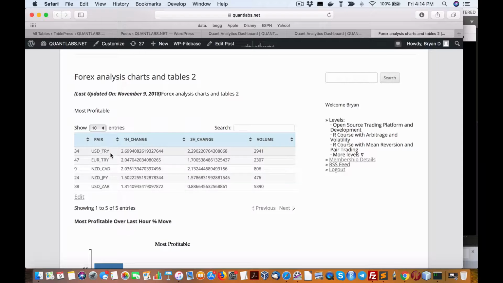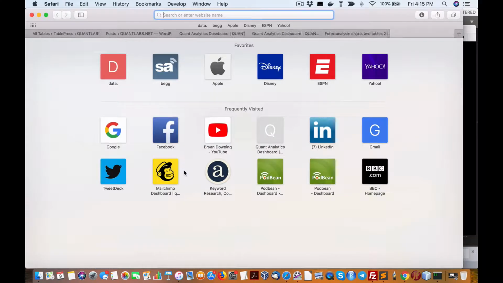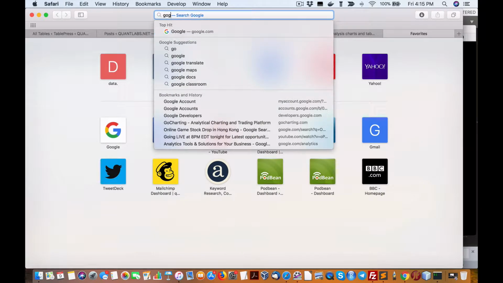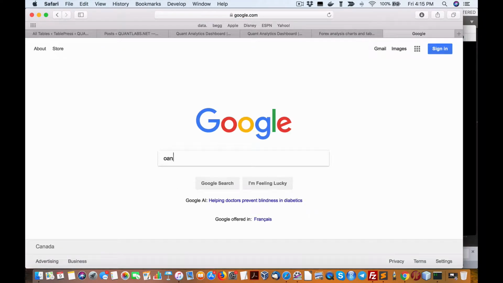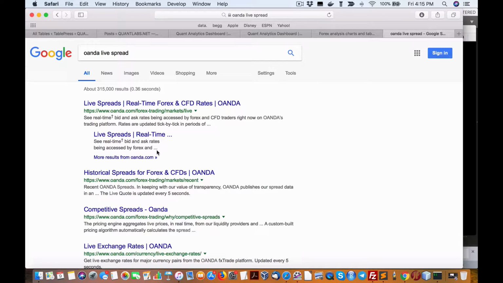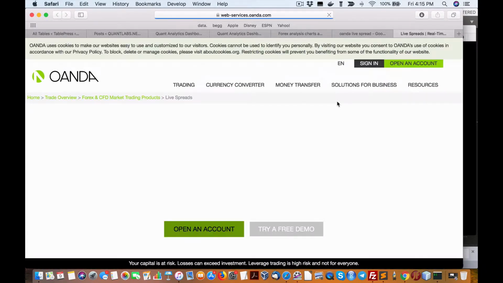Now, when it comes to the Turkish lira and the South African rand, people go, "Well, that's an exotic. You're going to pay for the price because of the spread." Blah, blah, blah, blah. That's very true. If I took you to Oanda, so if you go to Oanda, because this is where the data comes from, and just look up Oanda, it's pretty well. I think it's like a live spread cost. So yeah, right here. This is fascinating, okay?